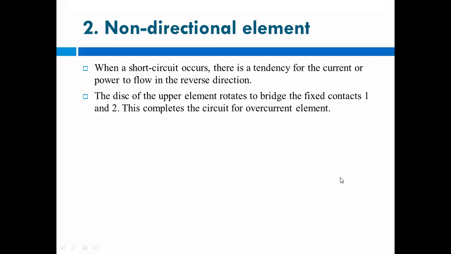Directional means that the fault current is flowing in only one direction. Okay, if the fault occurs and the current flows in only one direction, that is the directional overcurrent relay. And when the fault occurs and the current flows in both directions, that is called the non-directional relay, or the non-directional element.